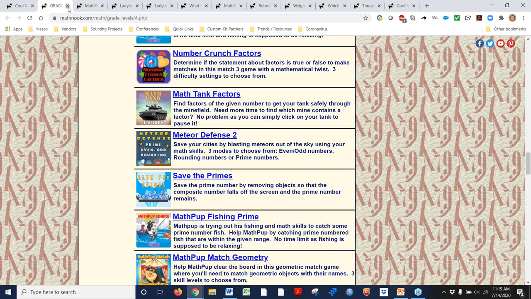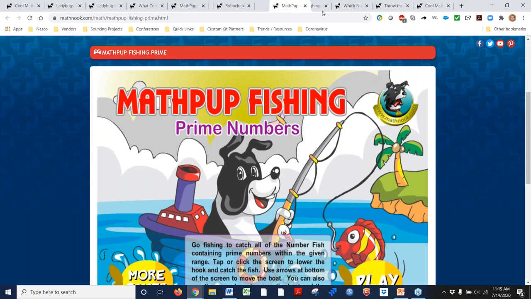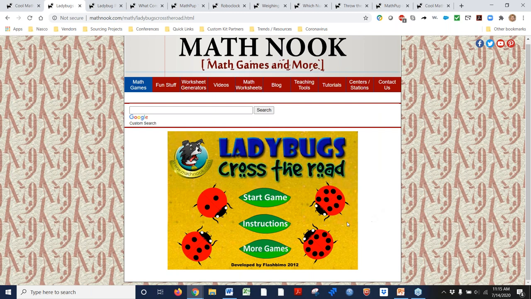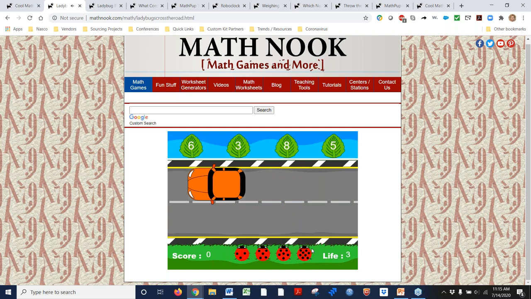The first one we're actually going to do is called Ladybugs Across the Road. So let's just jump right into the game. Now you can't hear the sound, but essentially what you have are four different ladybugs down here that you're able to move across, and you have to, as you can see, match them up with the numbers that you see here. So as I get on there, I hit space bar and then I connect to the next one.